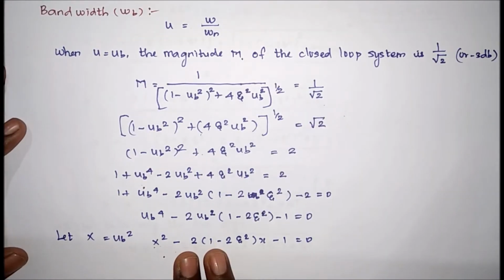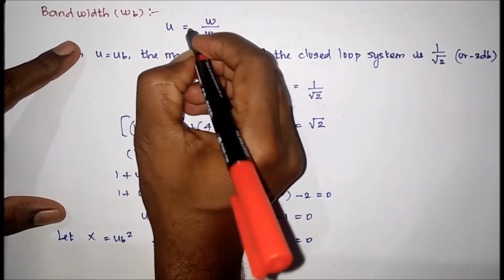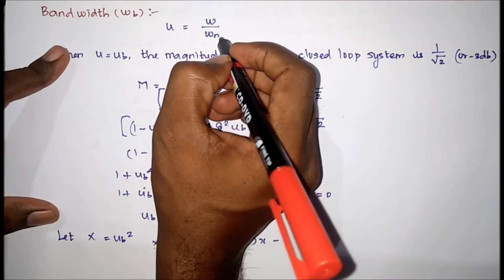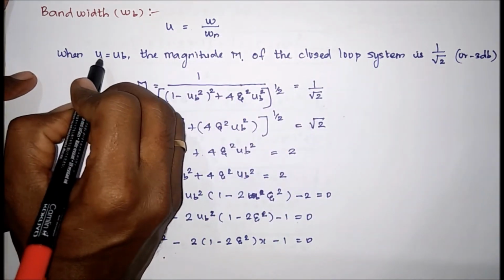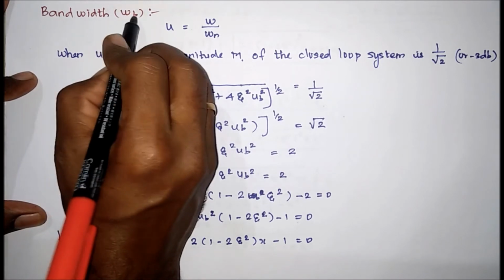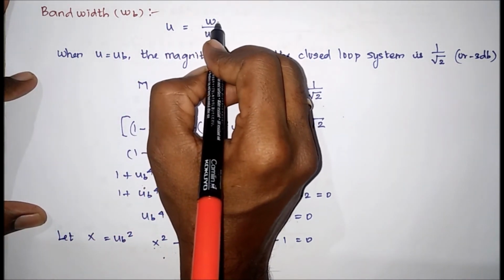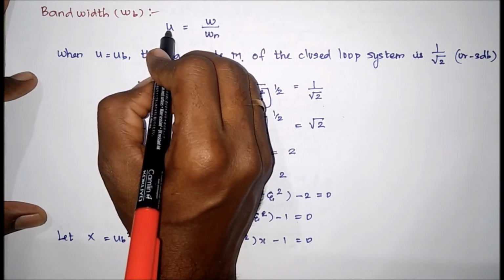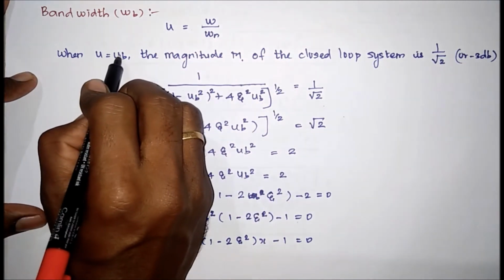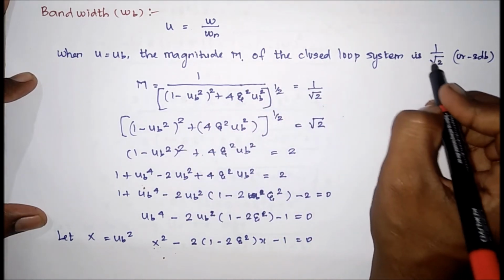In this video, we are going to derive the bandwidth of a frequency domain specification. So we know u equal to omega divided by omega n. So when u equal to ub, it means bandwidth, we need omega b. In this equation, when omega equal to omega b, u will become ub. So therefore when u equal to ub, the magnitude M of the closed loop system equal to 1 by square root of 2.